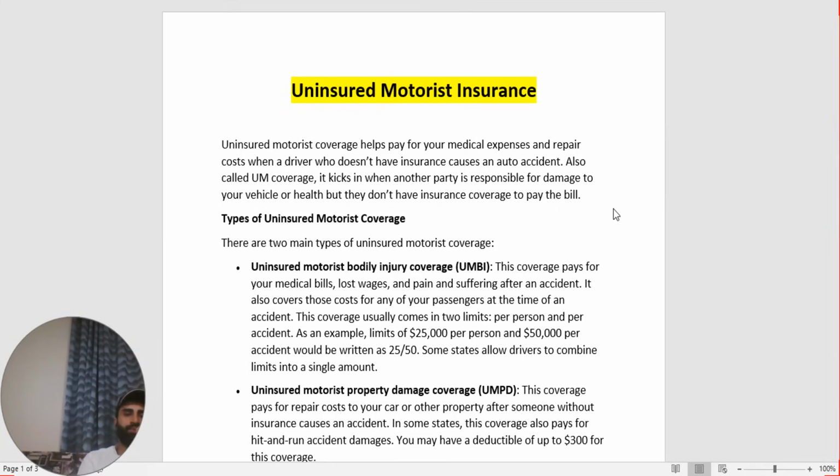Uninsured motorist property damage coverage. This coverage pays for repair costs to your car and other property after someone without insurance causes an accident. In some states, this coverage also pays for hit and run accident damage. You may have a deductible of up to $30,000 for this coverage.